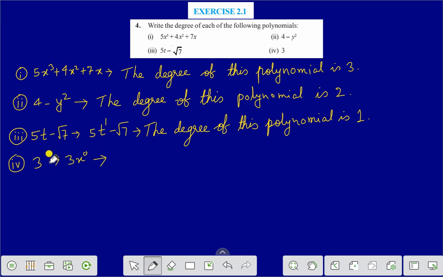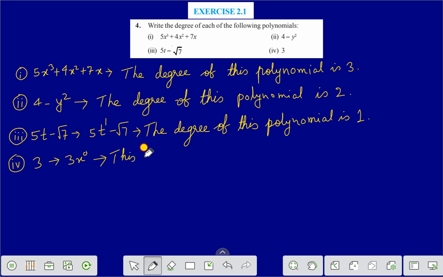3 is a constant term, and we know that the degree of a constant polynomial is always 0. Here you see we can write 3 into x to the power 0, x to the power 0 means 1, right? Therefore, the degree of this polynomial is 0. Or you can say this is a constant polynomial.